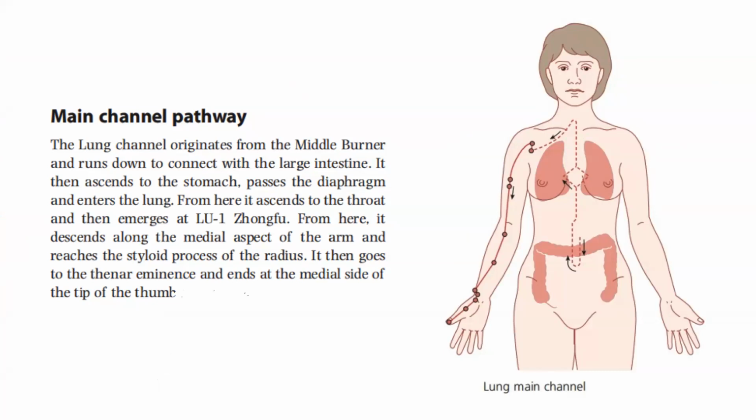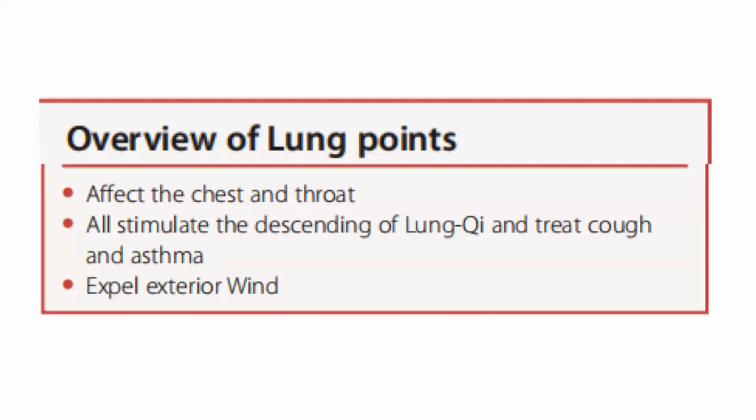From here, it descends along the medial aspect of the arm and reaches the styloid process of the radius. It then goes to the thenar eminence and ends at the medial side of the tip of the thumb. Overview of lung points. They affect the chest and throat, all stimulate the descending of lung qi, treat cough and asthma, and expel exterior wind.